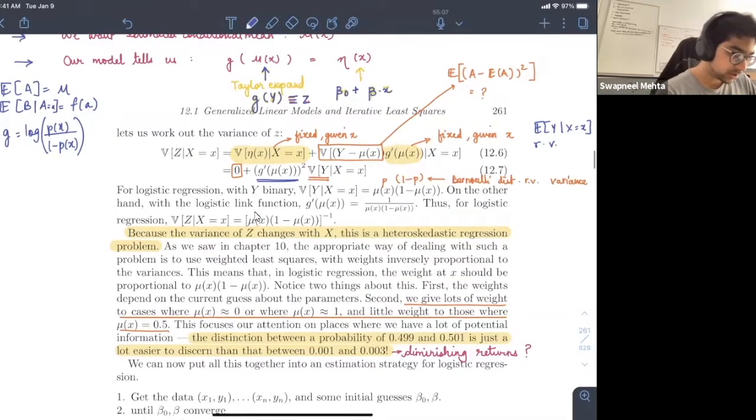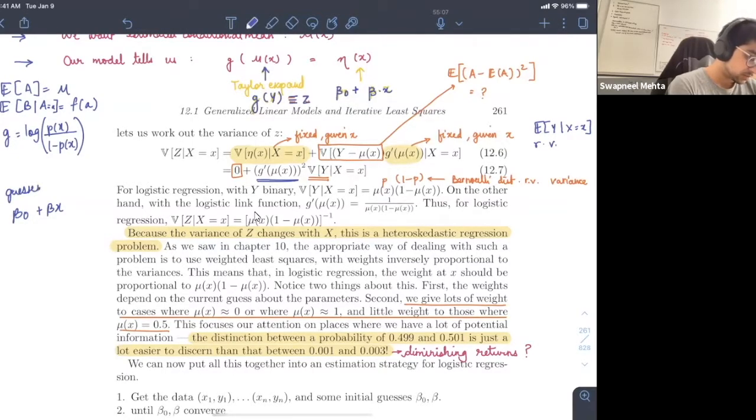Right now, to take the variance of z, we take the variance of two of those terms. We can do that because they are uncorrelated. The variance of the first term is essentially a fixed value given x, right? Given x, beta naught plus beta x will be a fixed value. So you have some guesses for your parameters, beta naught and beta. You have your x, which means this term is a fixed value. So yeah, it has no variance.